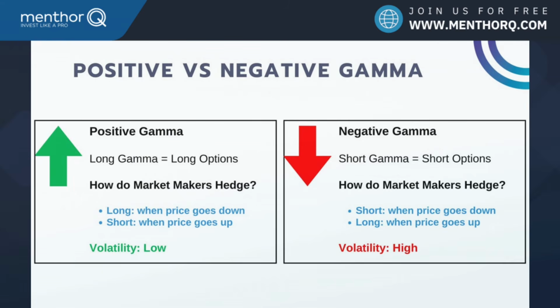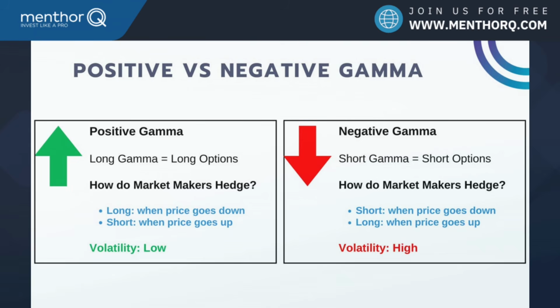So what does positive gamma mean? It means that the market overall is long gamma. It means that they're buying more options than selling. When the market buys more options than selling, the market makers are hedging in a different way from a negative gamma environment. The market makers are going long when the price goes down and going short when the price goes up. As a result, this tends to stabilize the market. We're going to see low volatility in a positive gamma environment, and that's good for the market, let's say.